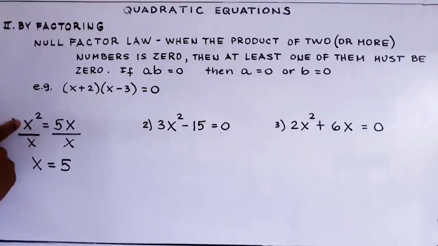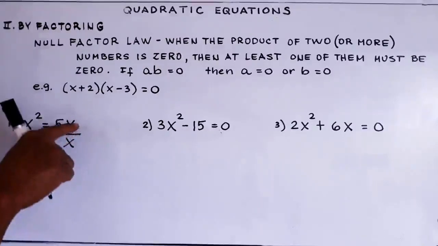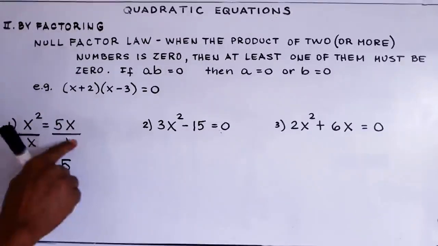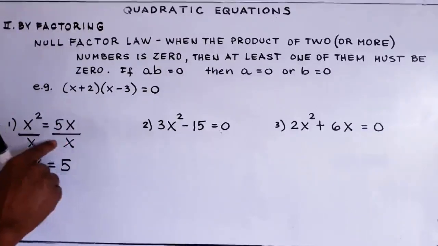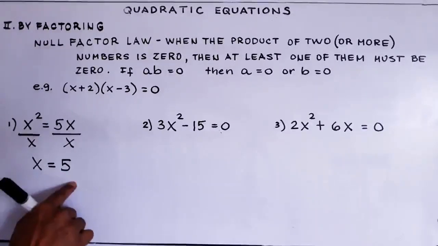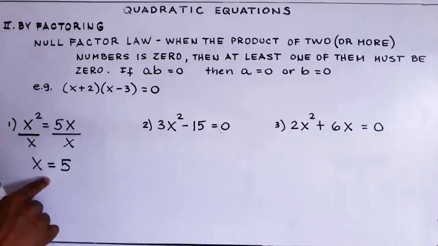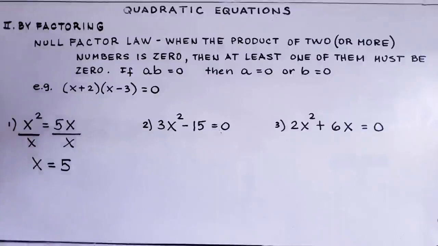x is a common factor of x squared here and of 5x. Do not divide by it, because if you divide by the common factor, you will lose the answer 0, because there is another value for x, which is equal to 0. Okay, let us show. Do not do this one. This is illegal cancelling.